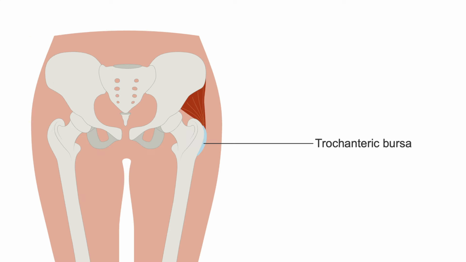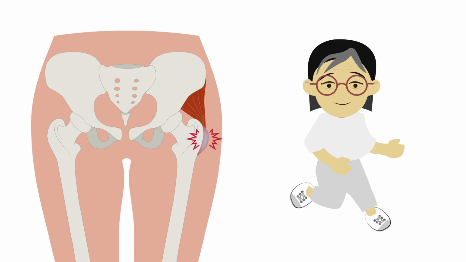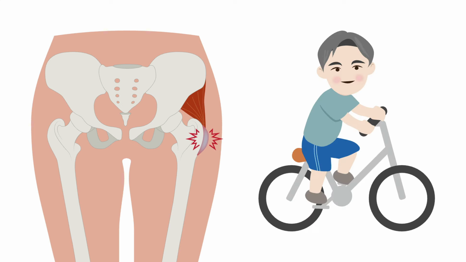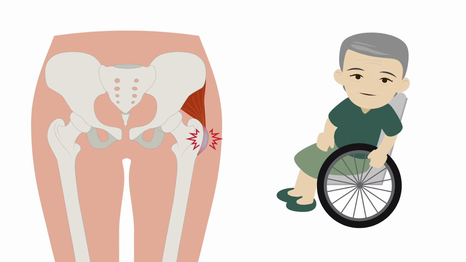The trochanteric bursa is located over the greater trochanter and the insertion tendons of the gluteus medius and minimus. It lies underneath the iliotibial band. Activities that irritate this bursa include those that involve hip abduction, such as running, jumping, climbing stairs, or cycling. Constant pressure over this area, for example in sedentary or bedbound patients, is another risk factor.